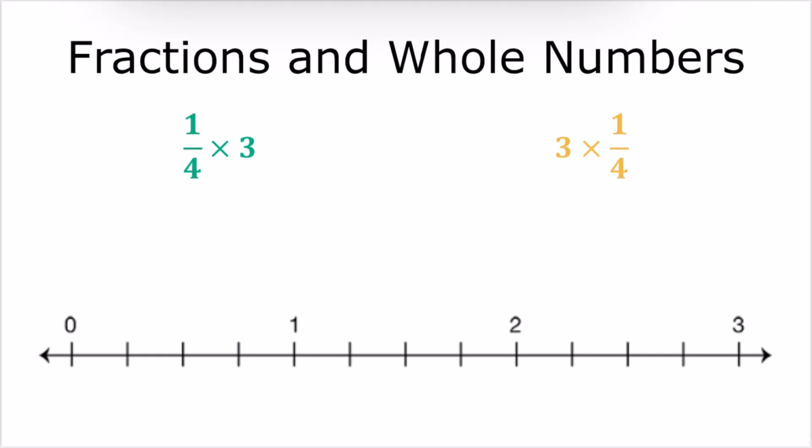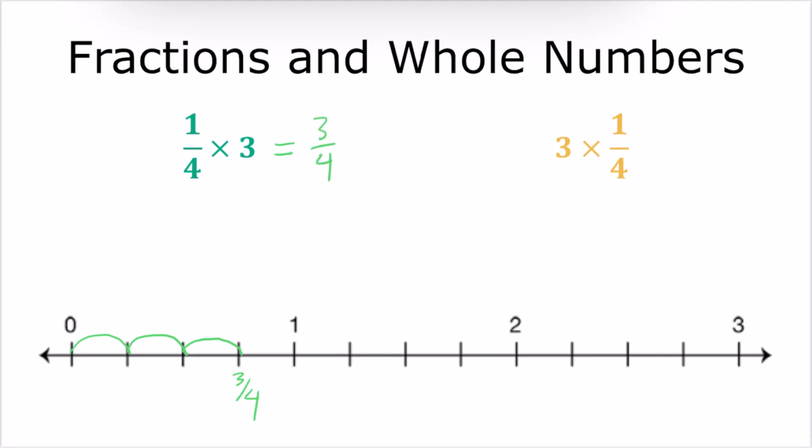3 copies of 1/4. So on a number line, what that would look like is we would go 1/4, that's 1 copy of 1/4. Then a second copy of 1/4 would be right there. And then the third copy would be right here, which is the 3/4 mark. And so 1/4 times 3 equals 3/4.